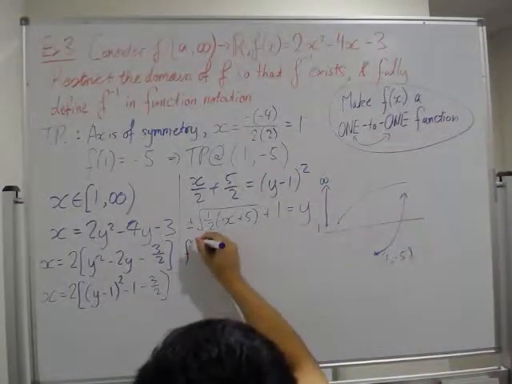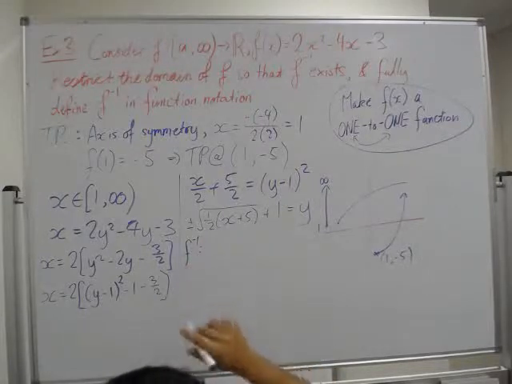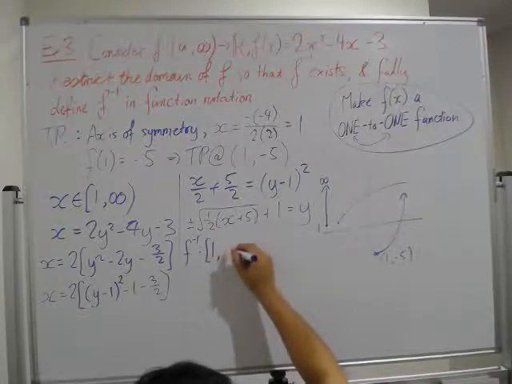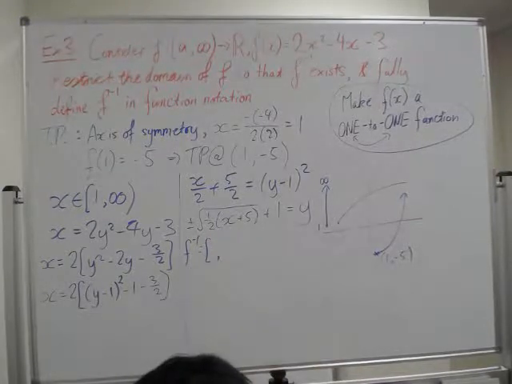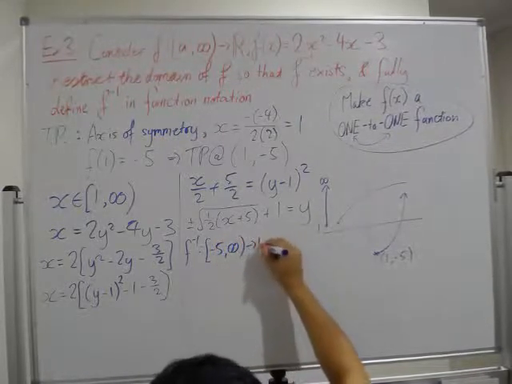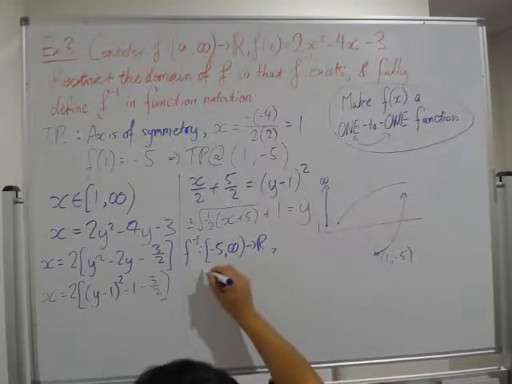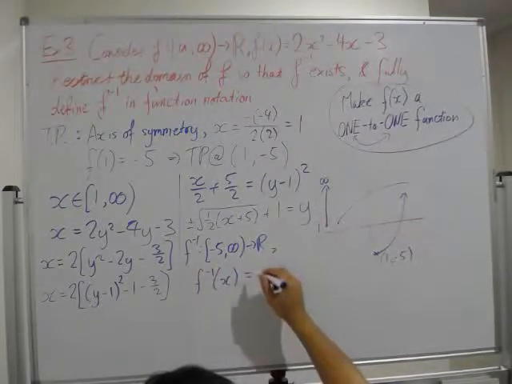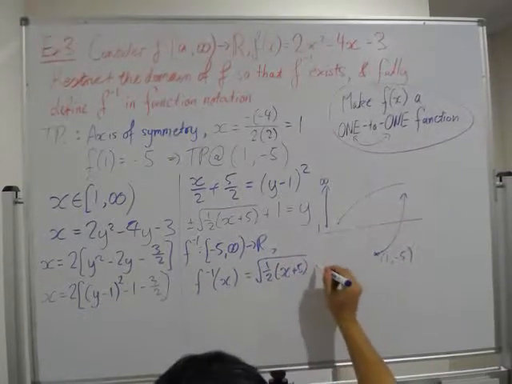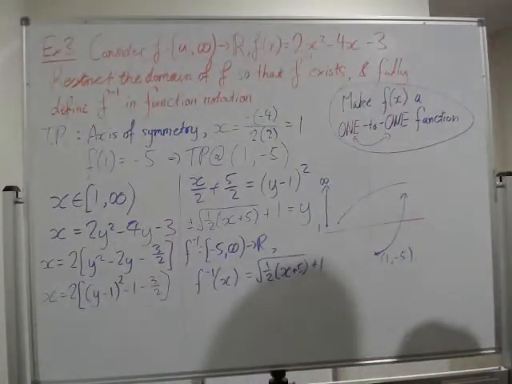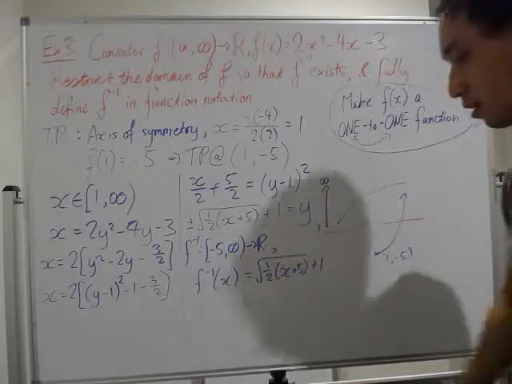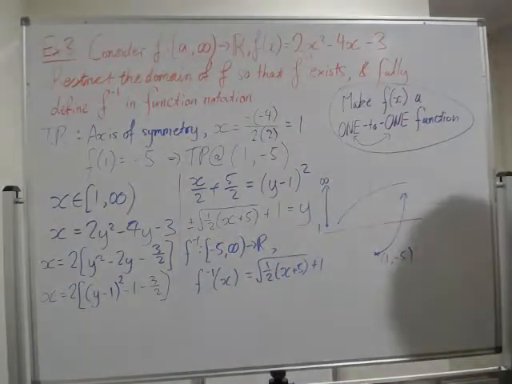If we fully define our inverse function, we say that the inverse of f has a domain of, sorry, negative 5 to infinity, over all real numbers. And its rule is the positive square root of half (x plus 5), plus 1. So in function notation, write the name of the function first, then its domain. It will generally be over a codomain of all real numbers, and then the rule can be expressed like so.